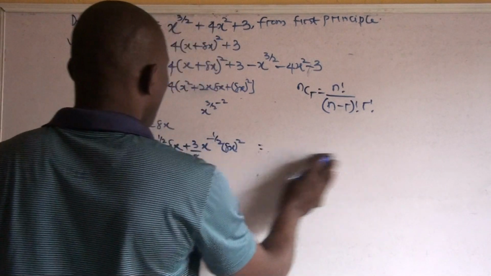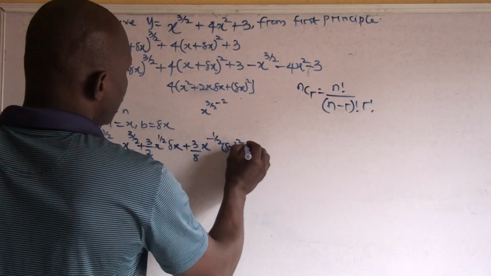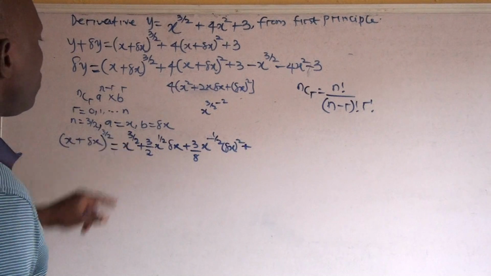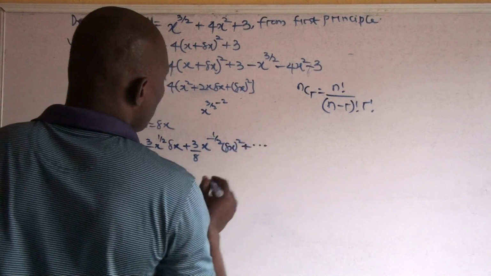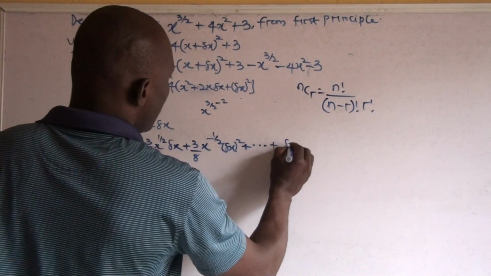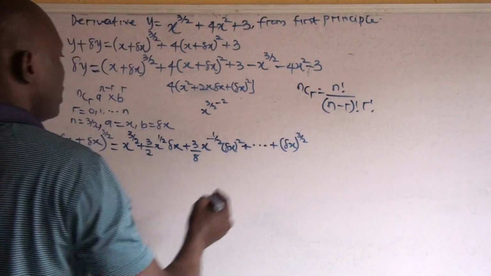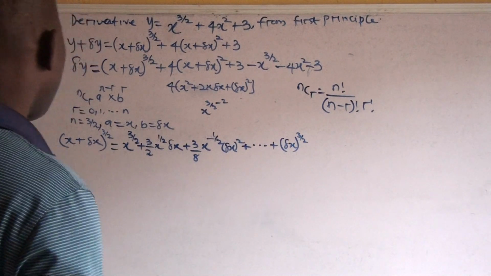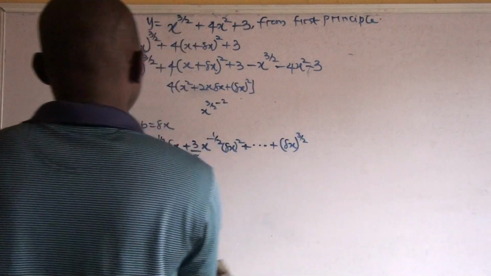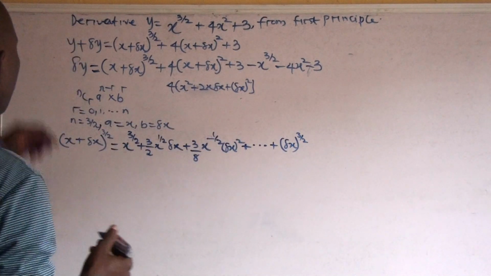Now this procedure will continue like this, but because we are still going to end at delta x raised to power 3 over 2, so delta x will be increasing till we get to delta x raised to power 3 over 2. Then definitely we'll now stop. So what we need to do here, we look at this expression, and we now factor this in here.